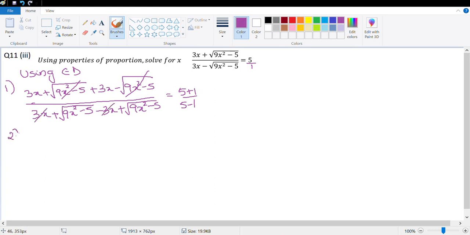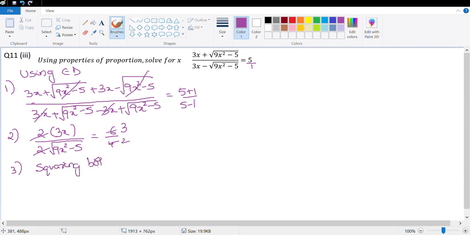So what we have here is 3x plus 3x, which is 2 times 3x, and in the denominator we have 2 times the root of 9x square minus 5, and here we have 6 upon 4. 2 and 2 gets cancelled. This is 3, this is 2. Again, let's take the square of both sides. So squaring both sides. Why are we doing it? Because I want to remove the square root sign. It becomes difficult to work with the square root sign.